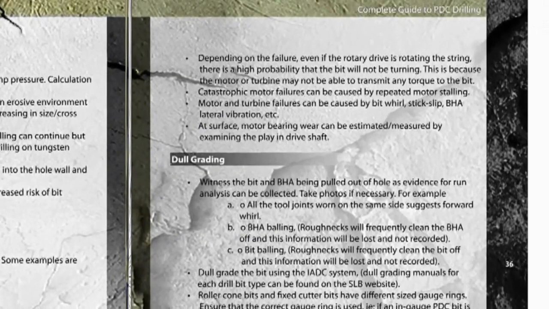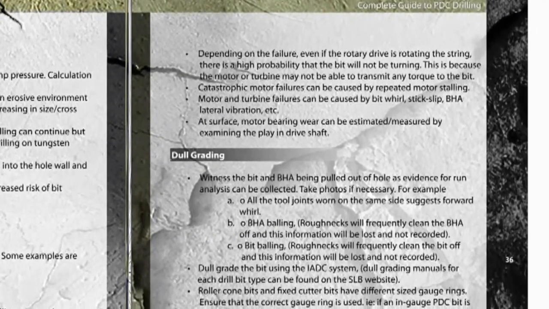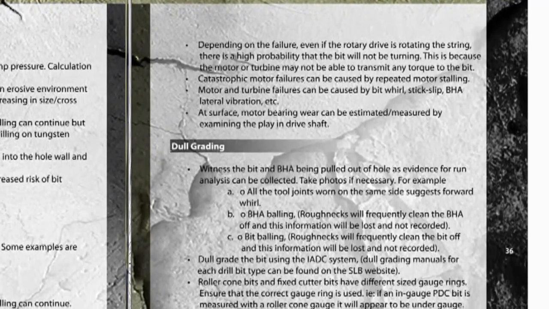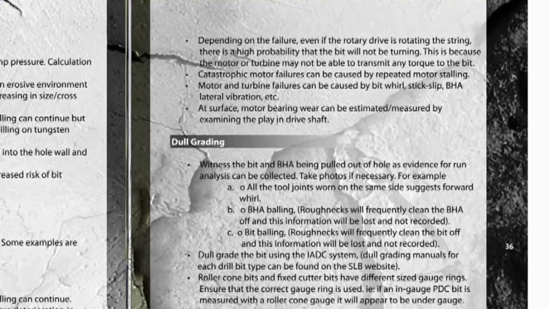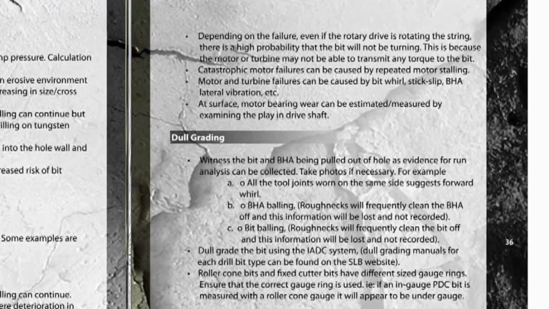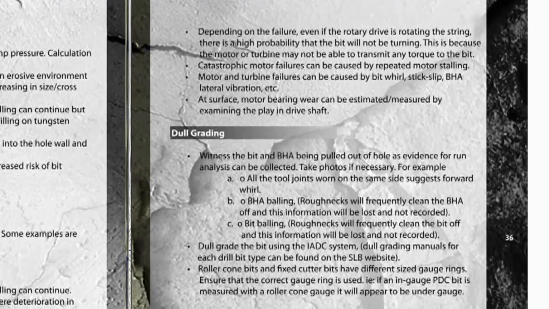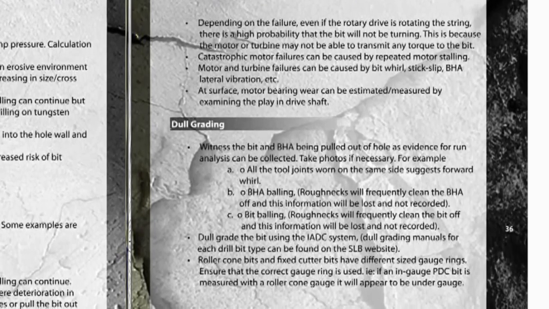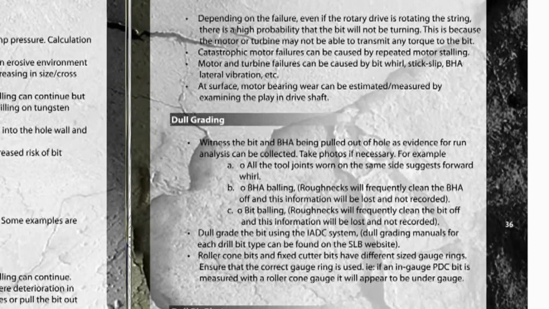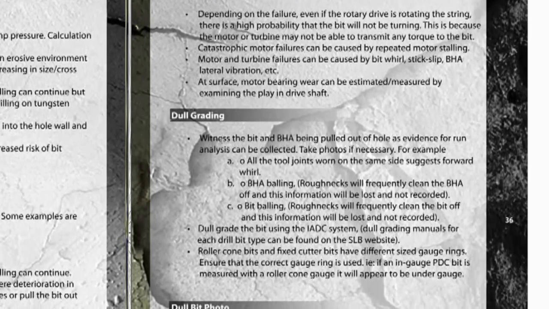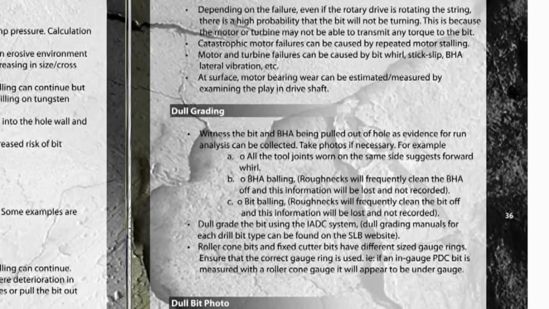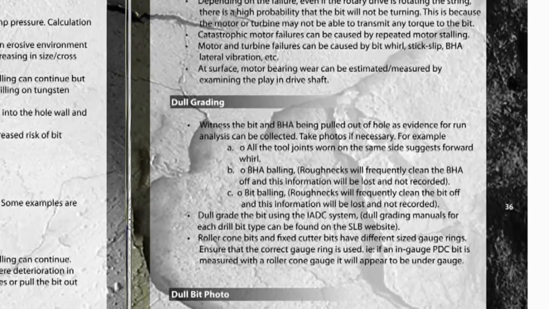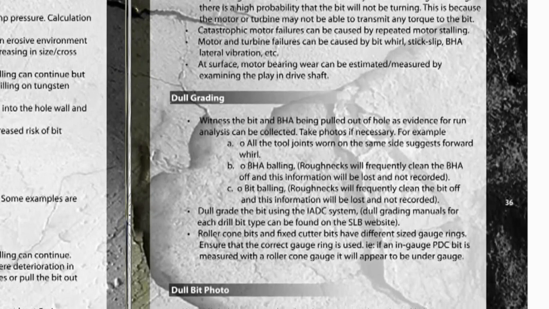Depending on the failure, even if the rotary drive is rotating the string, there is a high probability that the bit will not be turning. This is because the motor or turbine may not be able to transmit any torque to the bit. Catastrophic motor failures can be caused by repeated motor stalling. Motor and turbine failures can be caused by bit whirl, stick slip, BHA lateral vibration, etc. At surface, motor bearing wear can be estimated or measured by examining the play in drive shaft.